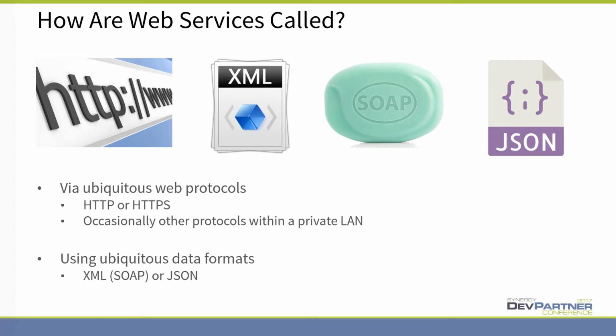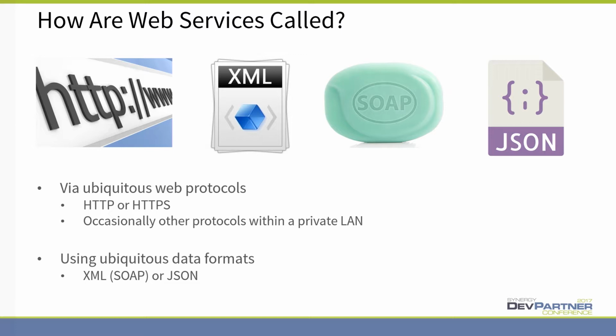How are web services called? Web services are called, as you can probably gather from the name web service, by ubiquitous web protocols. So HTTP, or in almost all cases, really beyond simple development and testing, HTTPS is what you need to be doing when you're deploying web services. Occasionally, there are ways of supporting other network protocols if you're in a local area network scenario only, and you want to do something that performs a little bit better than HTTP perhaps. There are some ways of using other protocols, but a very, very high proportion of web services use HTTP or HTTPS. And also using ubiquitous data formats.